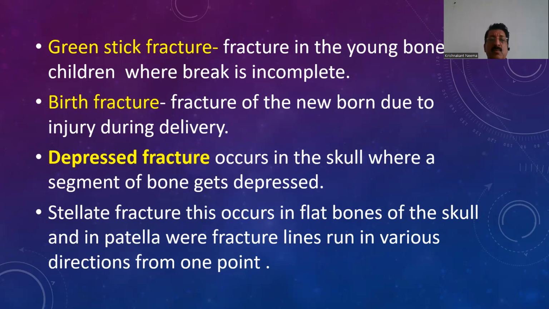What is a depressed fracture? A depressed fracture is usually seen in the skull, where a part of the bone gets depressed. In the case of the skull, it would get depressed into the brain. Again, in the skull, you find one more fracture that is called a stellate fracture. This occurs in flat bones of the skull and in the patella, where the fracture lines run in various directions from the same spot. Either it is seen in the patella or it is seen in the skull.